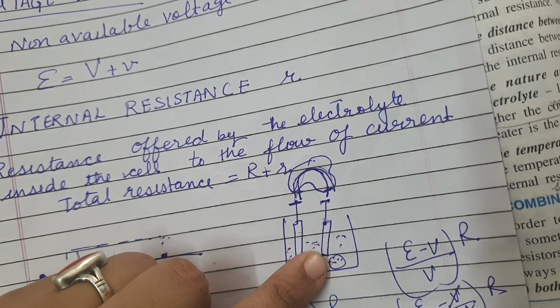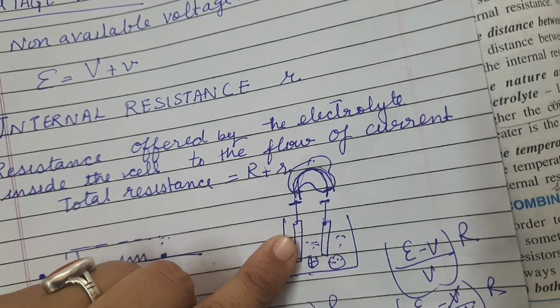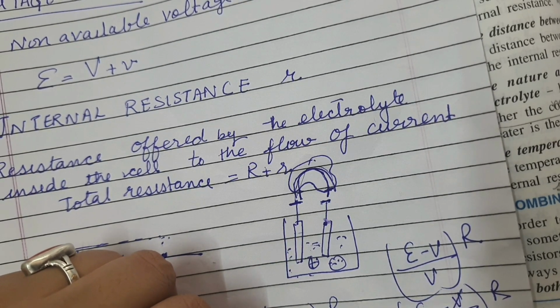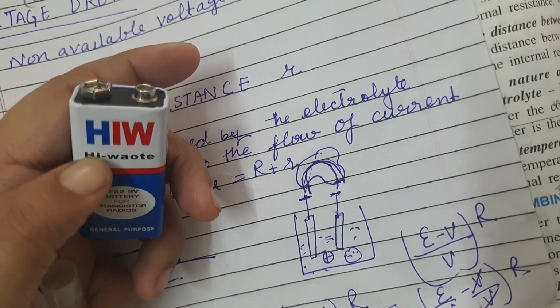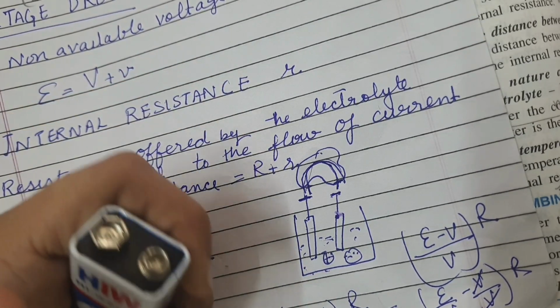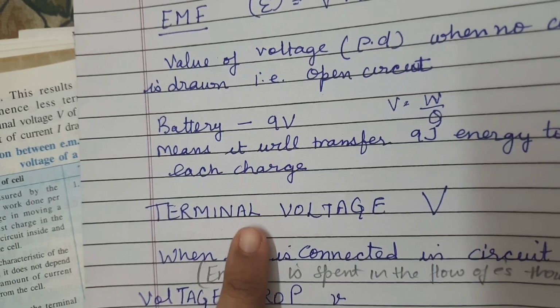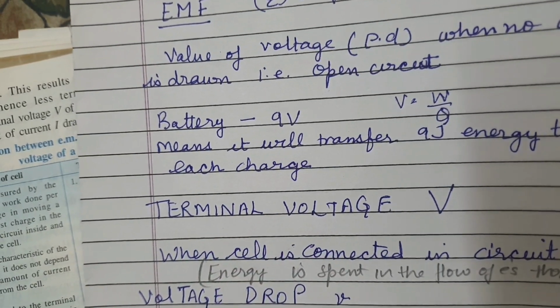When the charge moves in the electrolyte, the electrolyte is going to slow down the movement of the ions. That is the resistance that this particular cell is going to offer, because of which the value of voltage decreases, right? So terminal voltage is the actual voltage at which a cell is going to work.